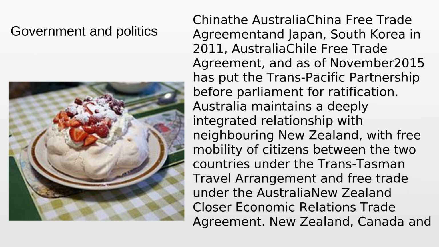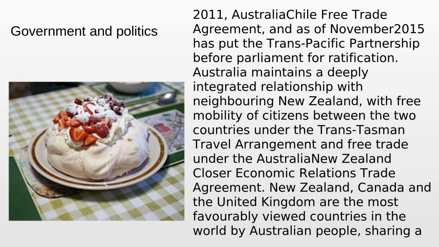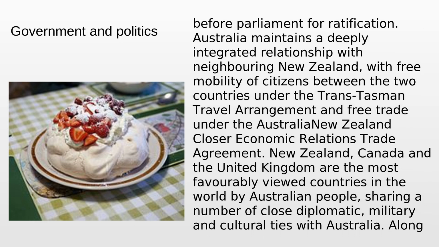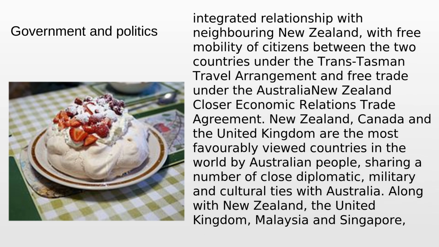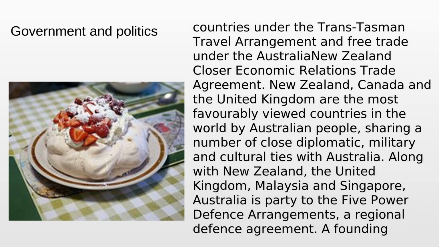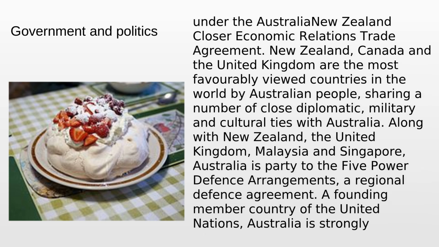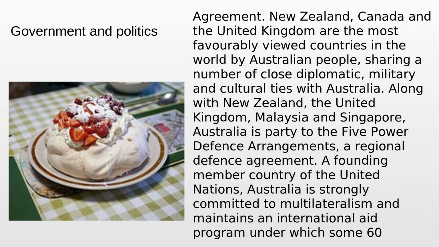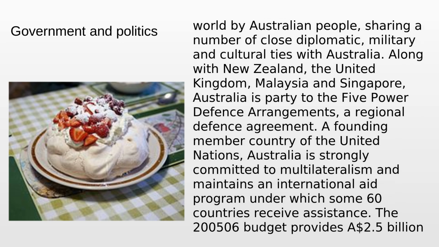Australia maintains a deeply integrated relationship with neighbouring New Zealand, with free mobility of citizens between the two countries under the Trans-Tasman Travel Arrangement, and free trade under the Australia-New Zealand Closer Economic Relations Trade Agreement. New Zealand, Canada and the United Kingdom are the most favourably viewed countries in the world by Australian people, sharing a number of close diplomatic, military and cultural ties with Australia, along with New Zealand, the United Kingdom, Malaysia and Singapore. Australia is party to the Five-Power Defence Arrangements, a regional defence agreement.